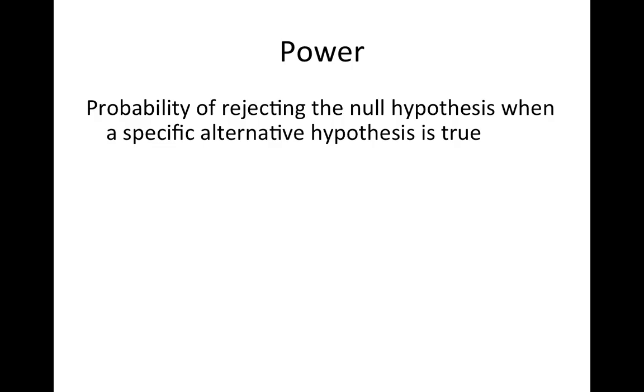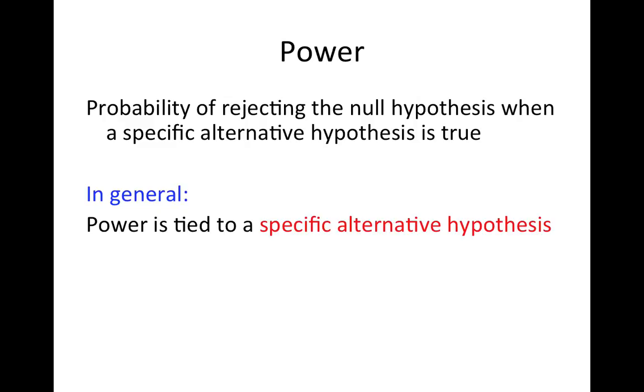Let's talk about power. Power is the probability that you reject a null hypothesis when that's the correct thing to do. Something else is true. The null hypothesis is not true, but some other thing is true, and so you should reject the null hypothesis, and you want to have a high probability that that'll happen, a high power. In general, here are some comments on power. Power is tied to a specific alternative hypothesis.